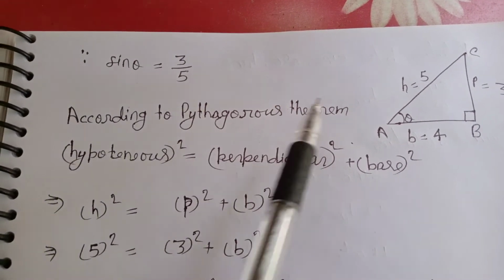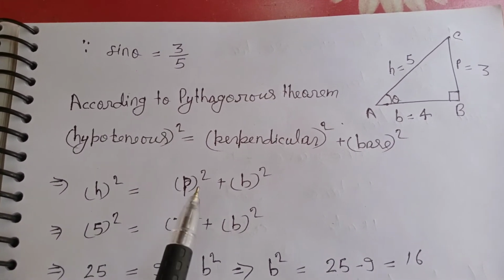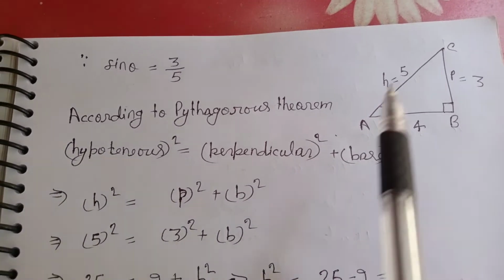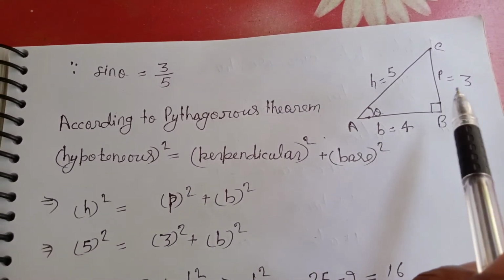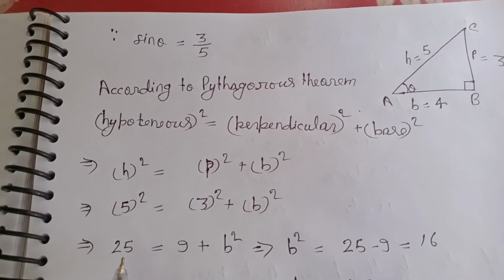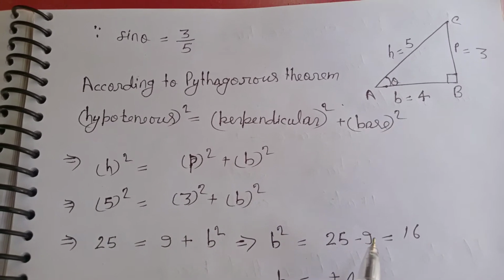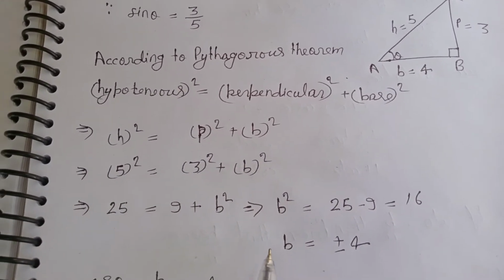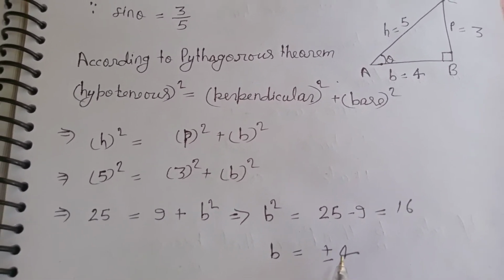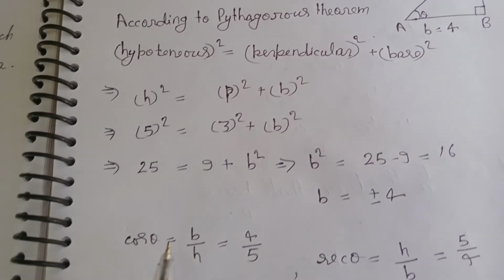According to Pythagoras theorem, hypotenuse square equals perpendicular square plus base square. The value of hypotenuse is 5 and perpendicular is 3. We have to find the base. So 5 square is 25, equals 3 square, 9, plus b square. B square equals 25 minus 9, that is 16. So b equals plus or minus 4, but we take b equals plus 4 because b is a distance and a distance is never negative, it is always positive.